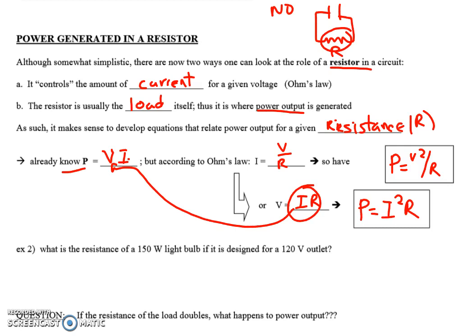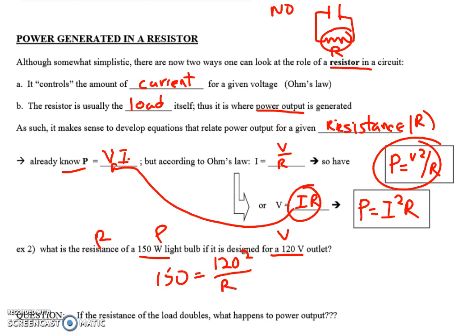Let's do one last problem, assuming I can scroll down. Apparently I can't. It's frozen here. What is the resistance of a 150 watt light bulb if it's designed for a 120 volt outlet? In a prior problem, I did this in two steps. Now I can do it in one step. I have P, I have V, I'm looking for R, so the equation I'd want to use would be right there. I'd say 150 equals 120 squared divided by R. So R is going to be, let's see, 120 squared is 144 with two zeros, divided by 150. That looks to be not quite 100 ohms, but let me double check before my time runs out. All right, so that's 96 ohms.